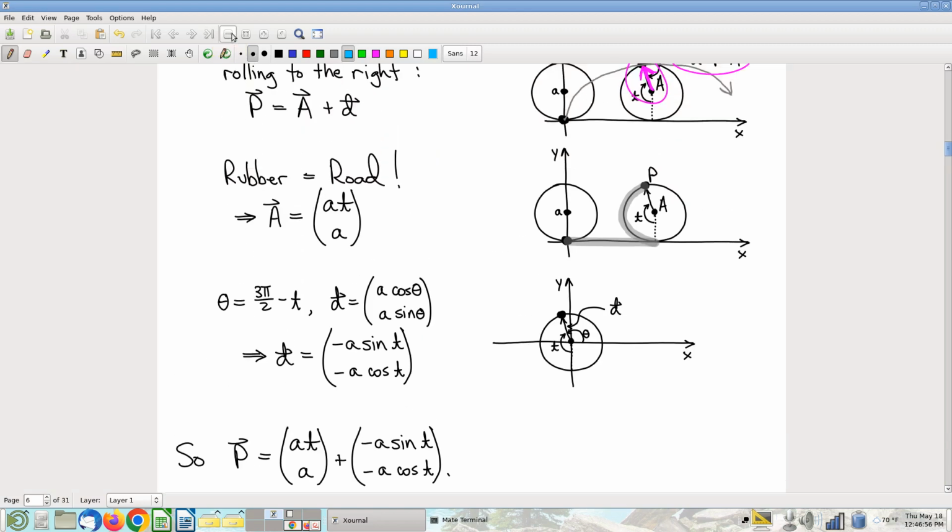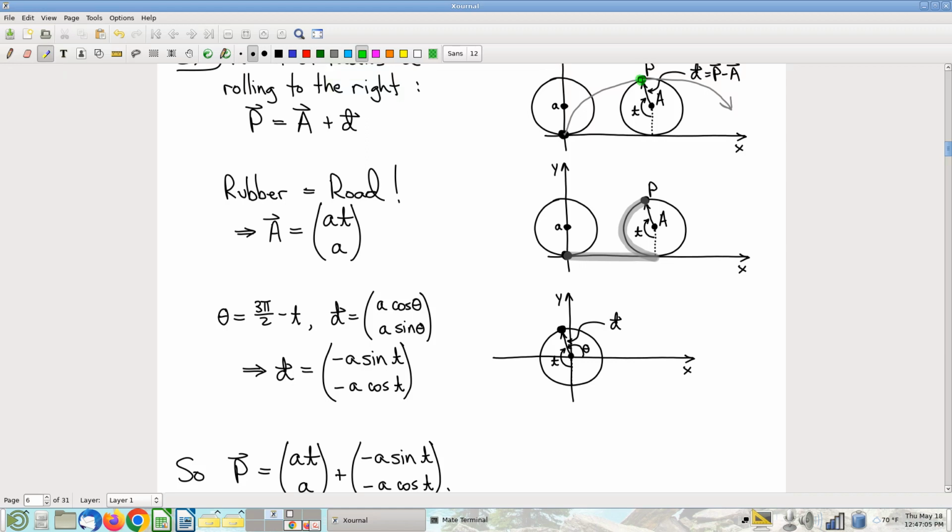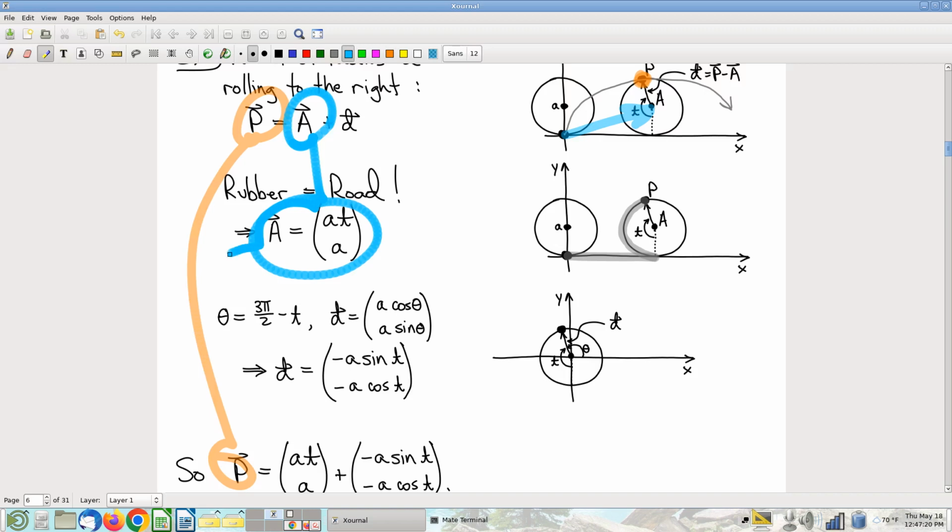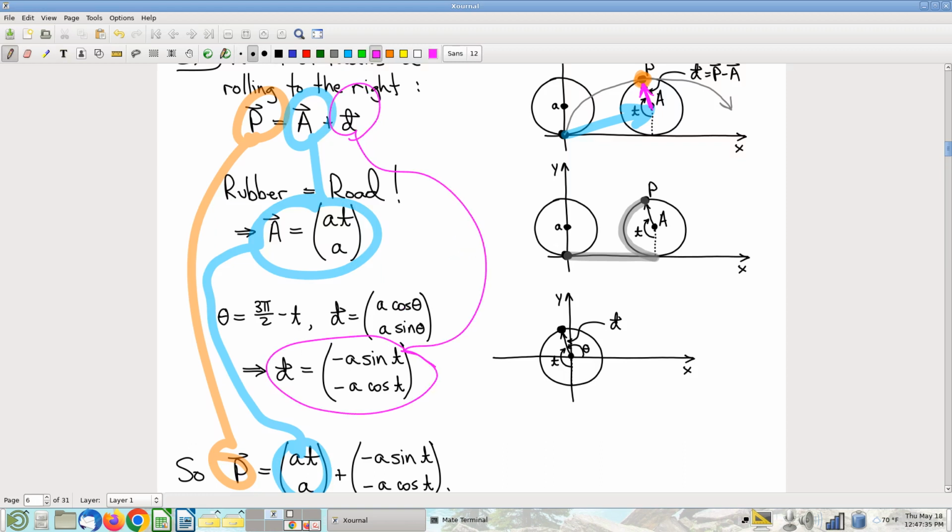Let's see here. We recall that the big idea here was that the point I'm interested in is equal to the A vector, which we solved for there, plus this D vector, which we solved for there, and boom, we're done.